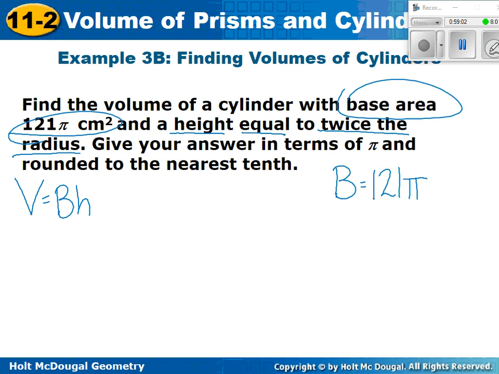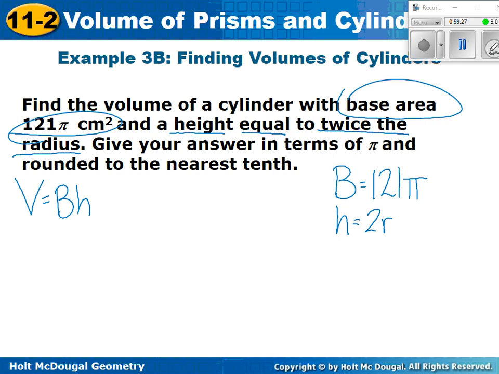Okay, so let's write that down. The height is equal to what? Twice the radius. So h would equal what? 2r. Okay, so here's the problem. We don't know the radius. We need to find the radius so that we can find the height. We do already know capital B, so all we need is the height.